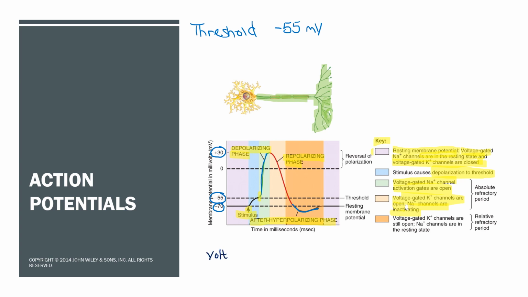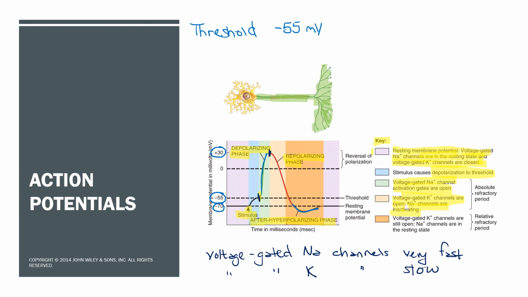So voltage-gated sodium channels open and close very fast, whereas voltage-gated potassium channels are slow. At this point here, all of them open. The voltage-gated sodium channels open very quickly, and the potassium channels open as well. At least they start to open, but the potassium channels don't fully open until we hit the peak of the graph.